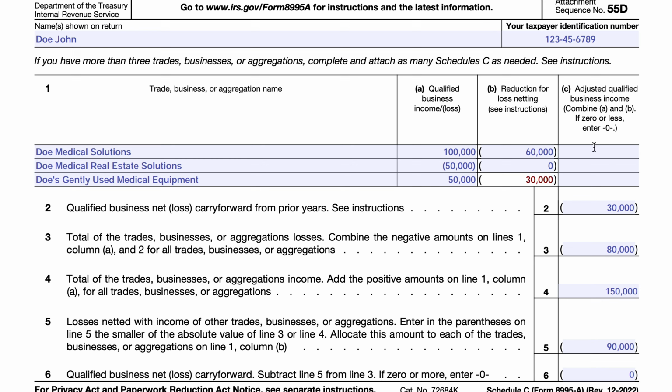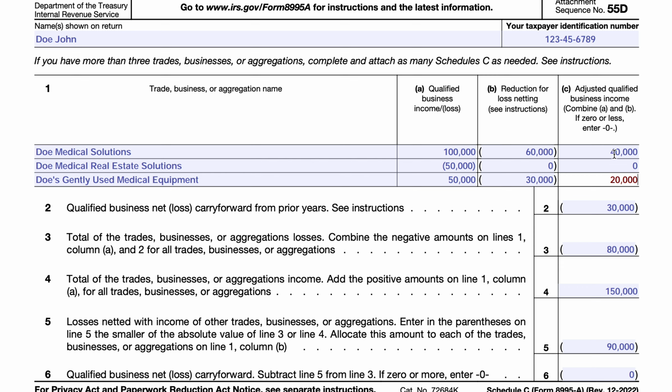So the column C amount, we're simply going to subtract the difference and we get $40,000 here. We're going to combine column A and column B. We still get a $50,000. So there's $40,000 of income. Since this is a net loss, we're going to call that 0. And then this is qualified business income of $20,000.